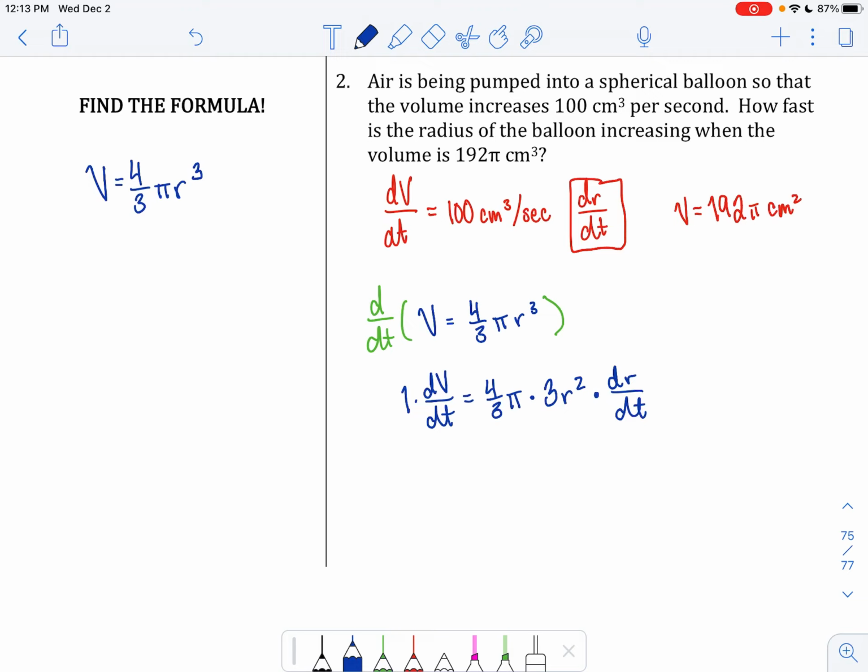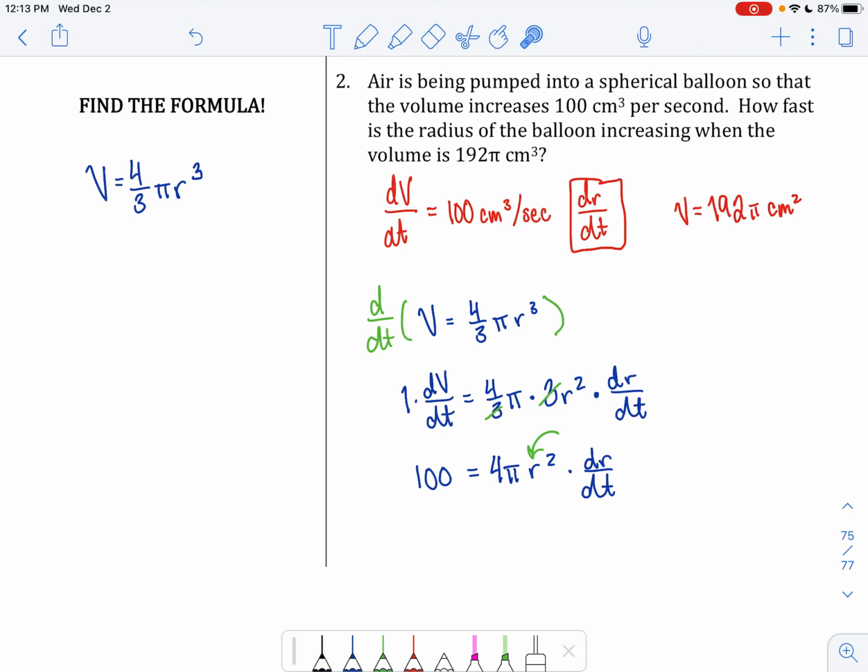So in this case, we know dV/dt, we know that this left side is going to be 100. We can simplify a little bit on the right side: 4/3 times 3 right here. The 3s cancel out, leaving us with 4 pi r squared times dr/dt. So, oh no, just like we ran into in our last video, we're going to end up needing to find r, and that's where we're going to look at this other piece of information we're given.